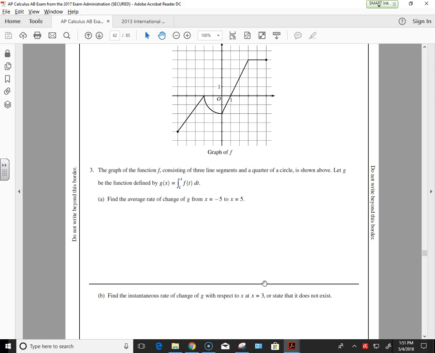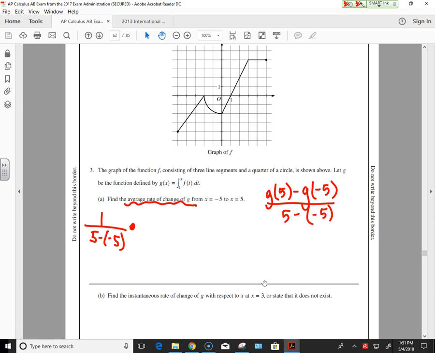What do you do when you're trying to find... Use your forever card. Average rate of change. Isn't that G of B minus G of A all over B minus A? Yeah, but it didn't work. It does work, because check it. Wouldn't I have to multiply that by G of 5? Isn't that the integral from 1 to 5? And then G of negative 5, isn't that the integral from 1 to negative 5?